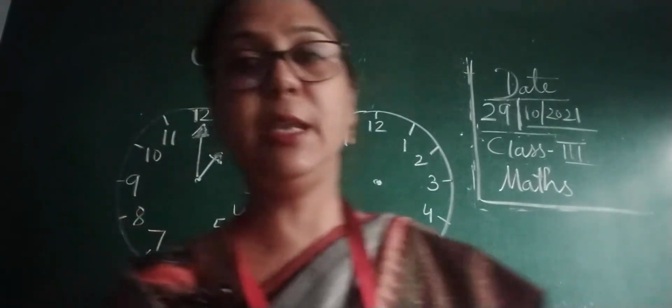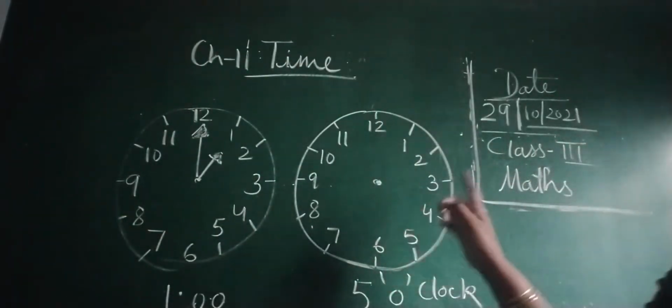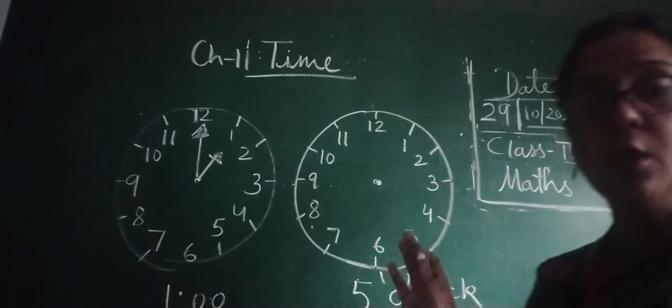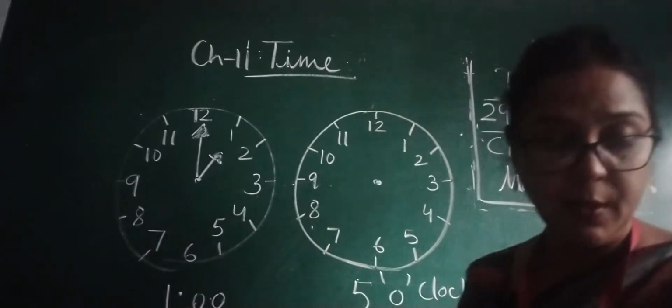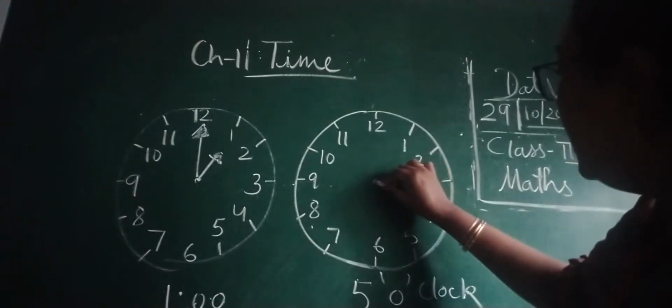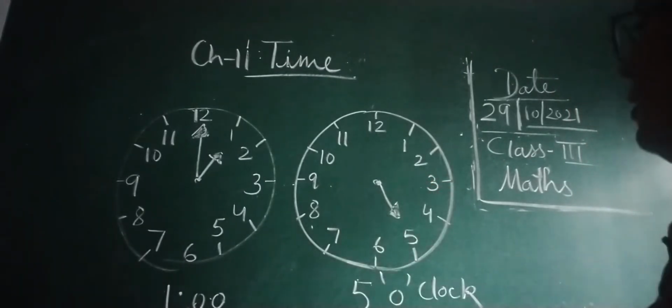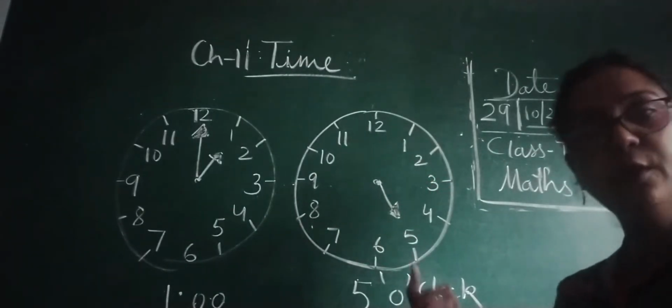Now children, we will see in the next clock, the minute hand is not drawn. Only our hour hand is drawn over here. And we have to show 5 o'clock. So what will we do?